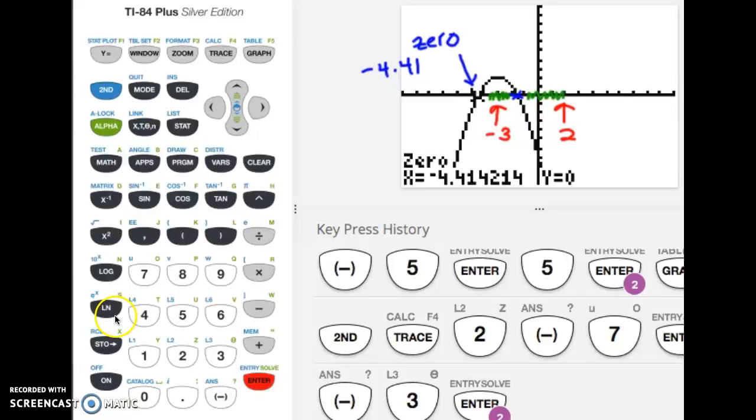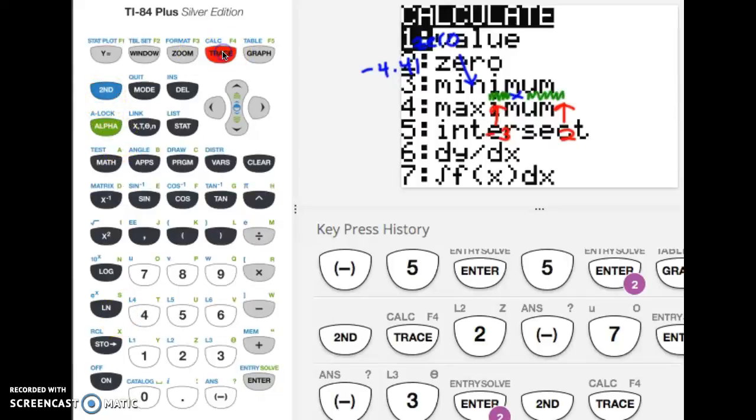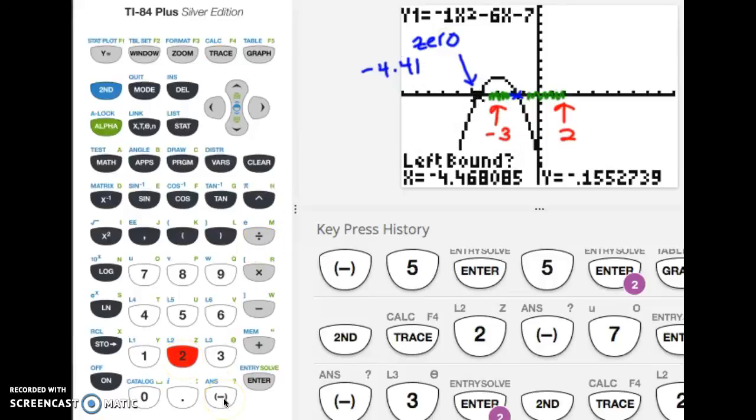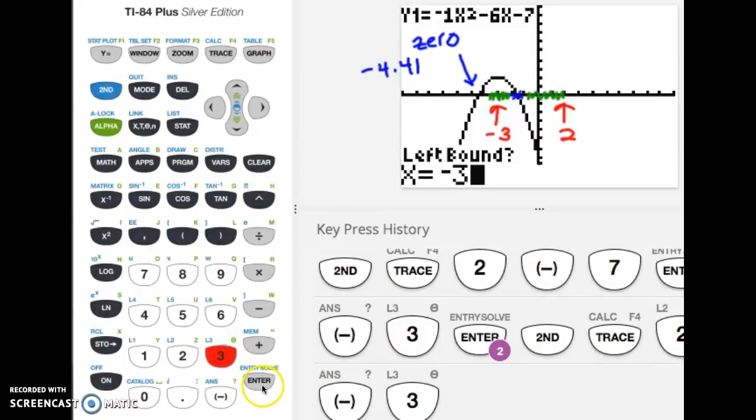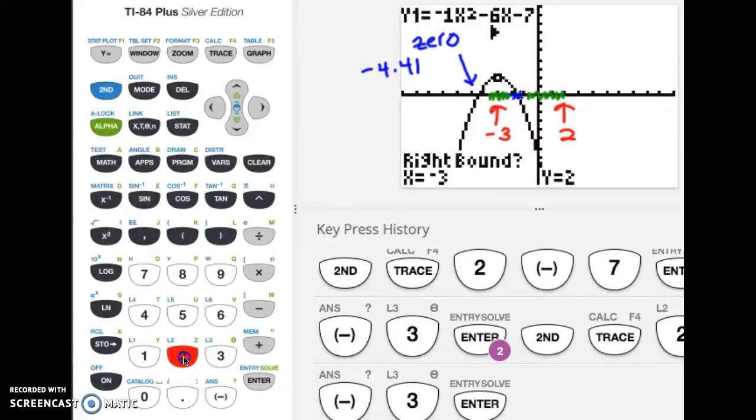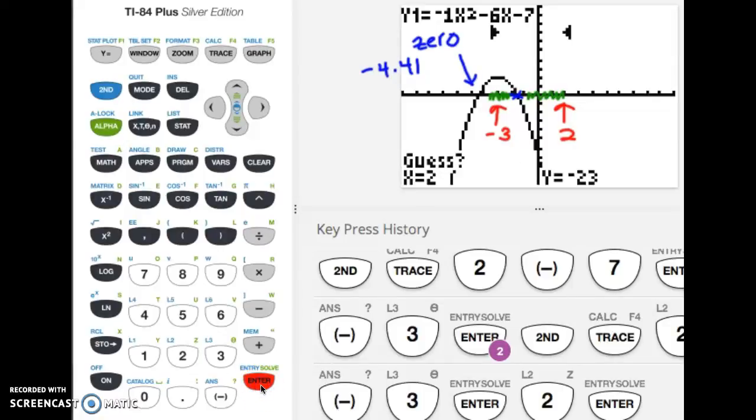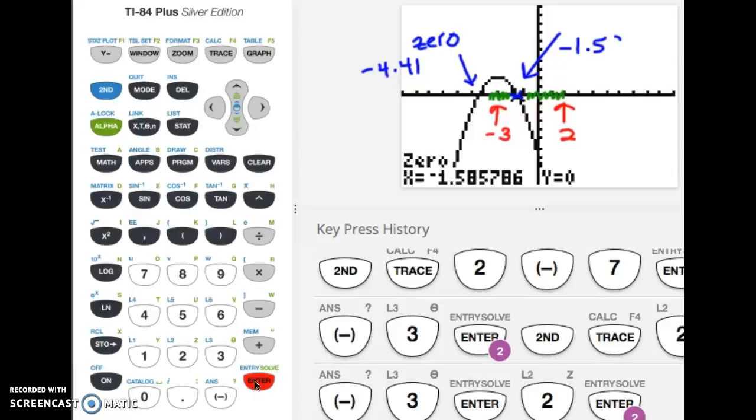Okay, so let me go through and hit second trace, my 0 option again, which is number 2. And then for my left bound, I chose -3, enter. For my right bound, I chose 2, enter. And again, it will find any 0 that occurs between those arrows. Once I hit enter one more time, there's my other one, -1.59. So I'm going to go back to Math Excel, and I'm going to type those in.